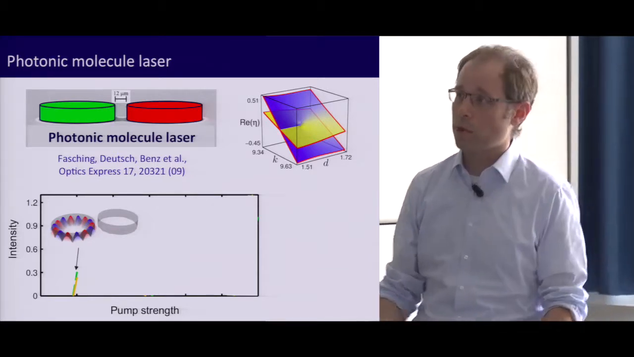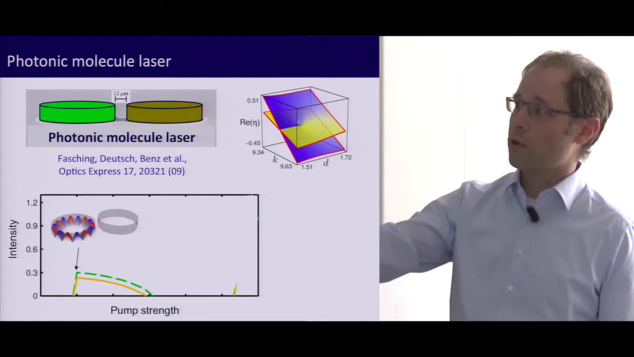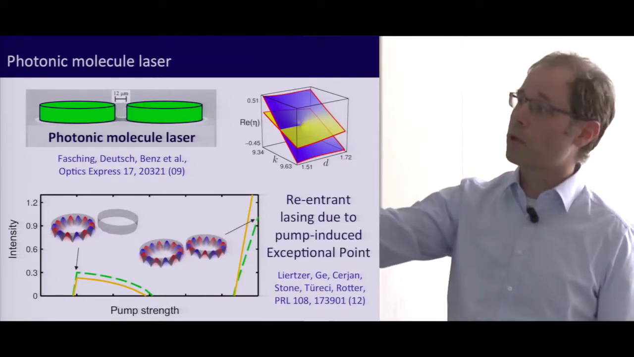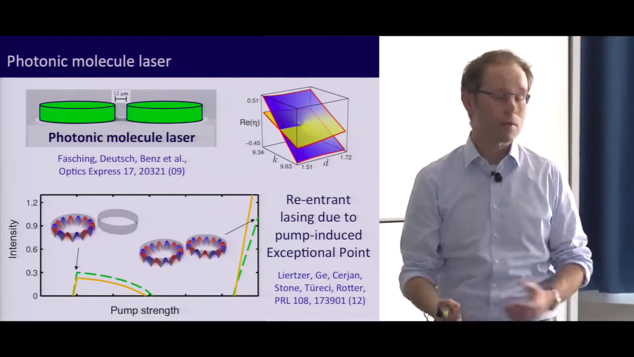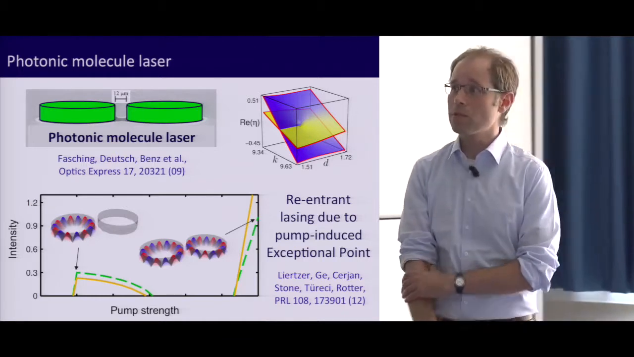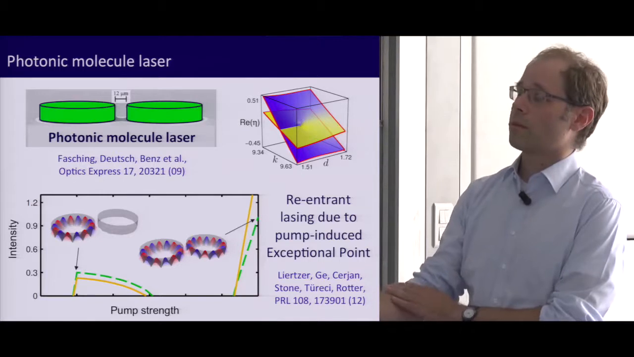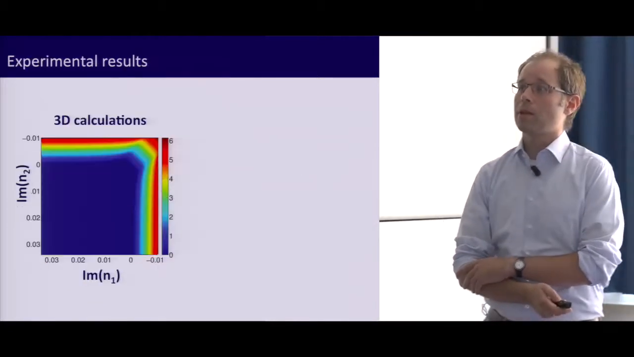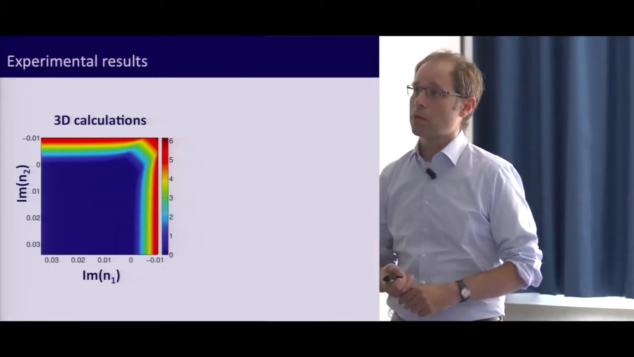But due to the exceptional point, the opposite happens. You increase the gain here, and the laser first shuts off, and only later comes back up again. And this is because in the region where the laser turns off, you have an exceptional point. So this was a prediction that we put forward in 2012. And then together with the experimentalists in Vienna, we tried to see this also in experiment.